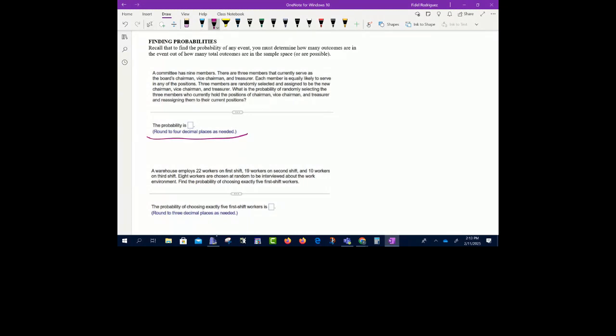And for these problems, y'all, they are going to ask us to use decimals. So all my numbers should be something like 0 point something, okay? So if I end up with 3 point something, I'm off. I made a mistake, okay? For probabilities, always numbers between 0 and 1.